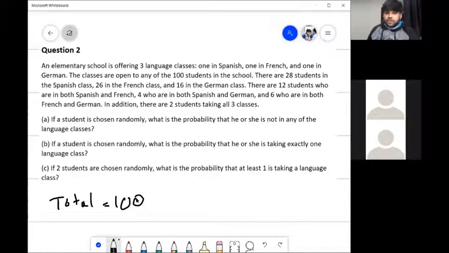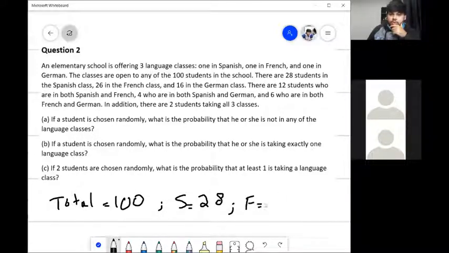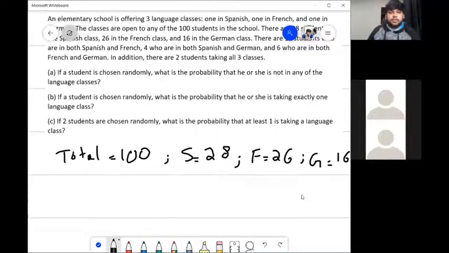So there are total 100 students in the school. 28 are enrolled in the Spanish class. I'm going to denote that as S. 28 are in Spanish. French has 26. And German has 16. Okay. There are 12 students who study both Spanish and French.